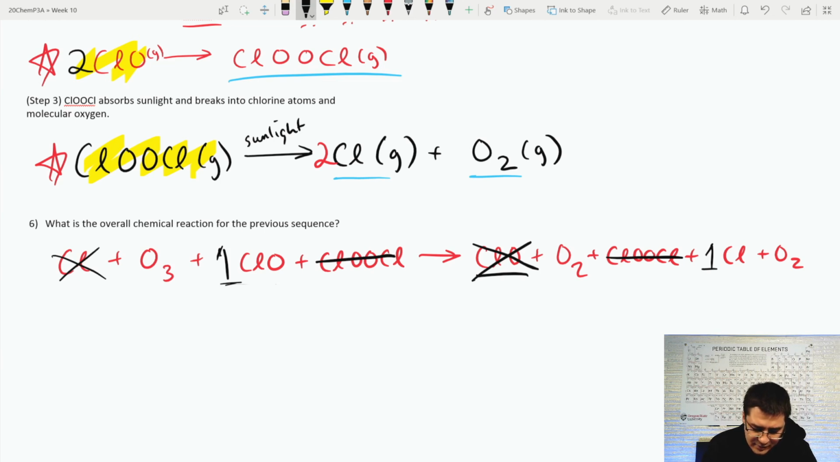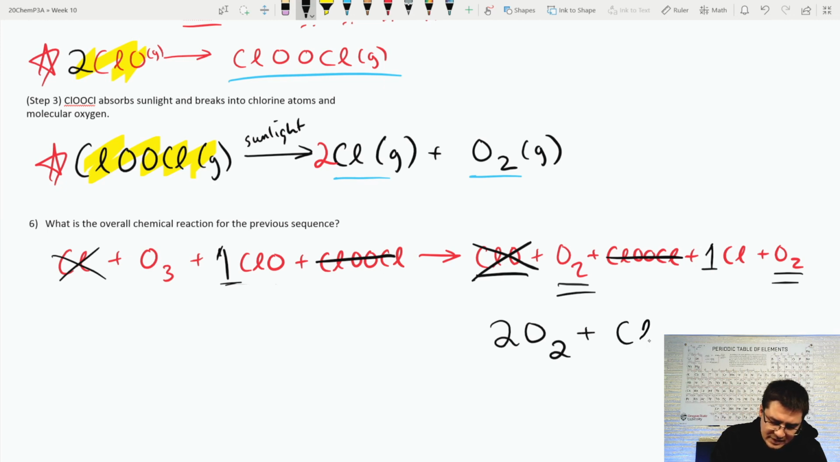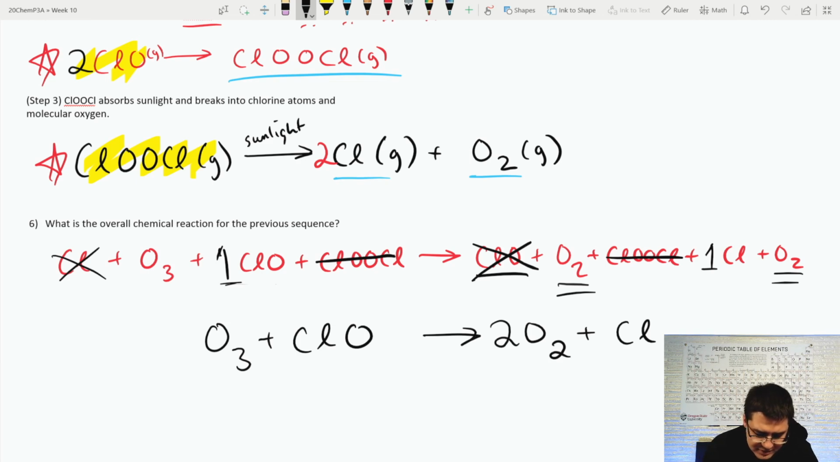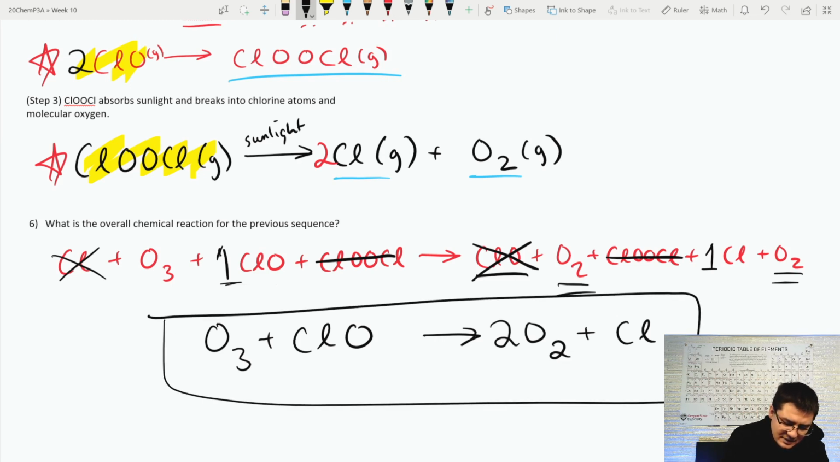And so overall, let's see what we are doing. Oh, and I can combine. I have two O2s on the right-hand side, so I can rewrite that as two O2s plus 1 Cl. And on this side I have O3 plus ClO makes two O2s plus a Cl. Okay, so that is the overall reaction, and I think it's balanced. I have 4 oxygens on both sides, yep, and I have 1 chlorine on both sides.